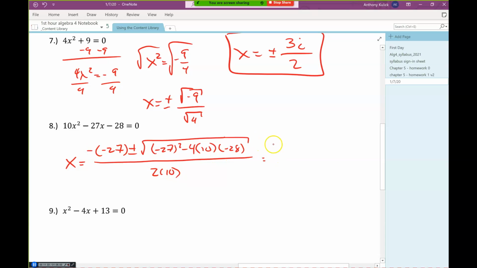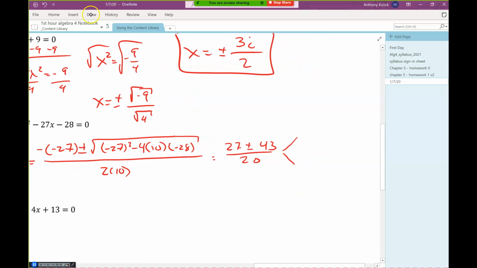Okay, so negative of a negative is positive 27. If I typed in the square root of 27 squared minus 4 times 10 times negative 28, I think I get 43. If I type that into my calculator, that is.